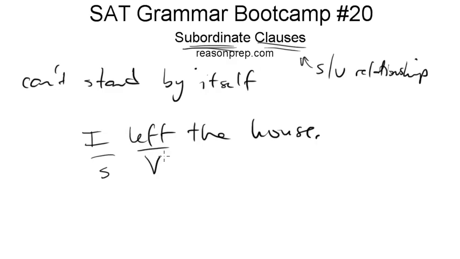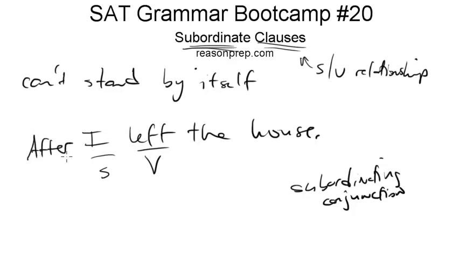Now, what you can do to make it a dependent clause is add what's called a subordinating conjunction at the beginning of that clause to make it subordinate. So an example would be after. After I left the house, right, you can tell by the tone of my voice that we're waiting for something else and need something else to be complete. So this would be a subordinate clause.